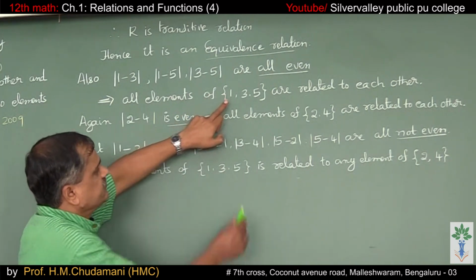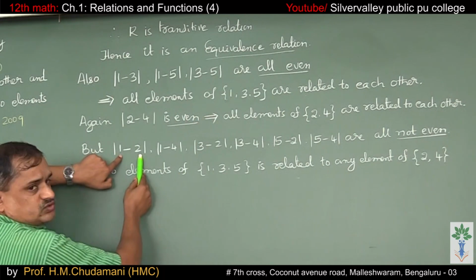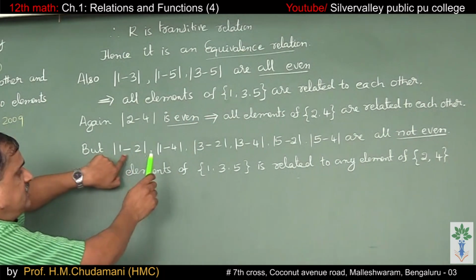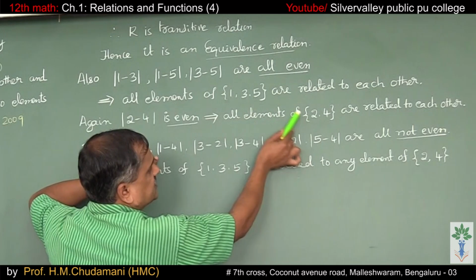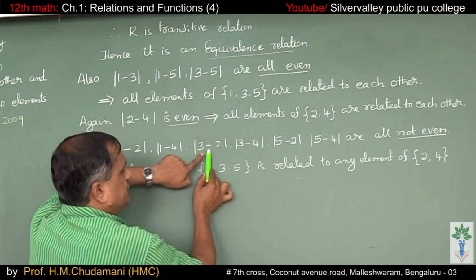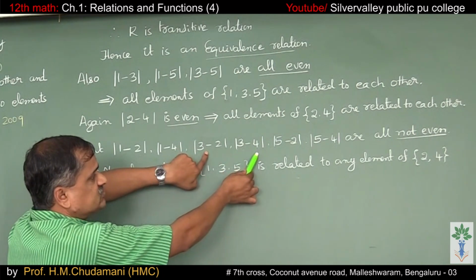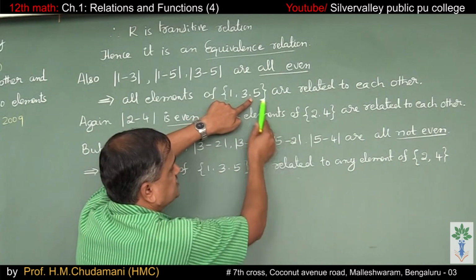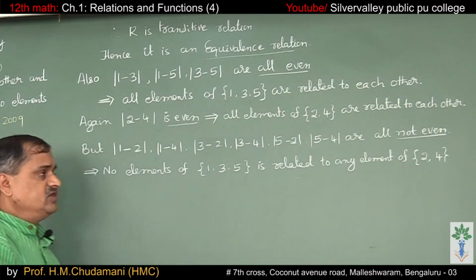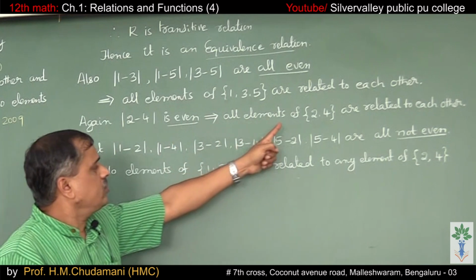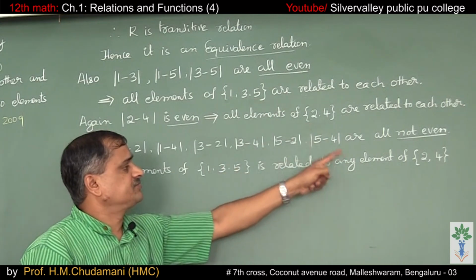But see this, 1 minus 2, 1 minus 4. 1 minus 2 is minus 1, which is not an even number. 1 minus 4 means minus 3, which is not an even number. Again, 3 minus 2, 3 minus 4, which is 1, not an even number. Minus 1, modulus of minus 1 is 1, so that means not an even number again. 5 minus 2, 5 minus 4, these are all not even. That means no element of the set {1, 3, 5} is related to any of the elements of the set {2, 4}.